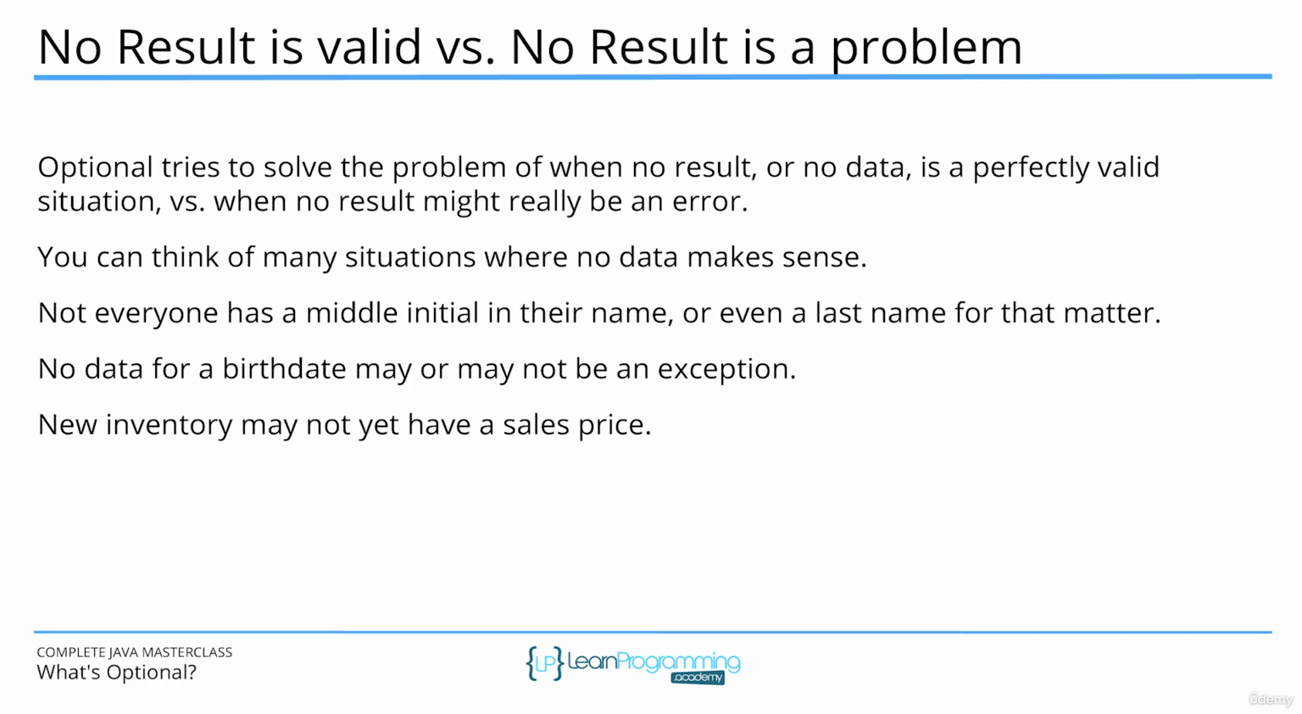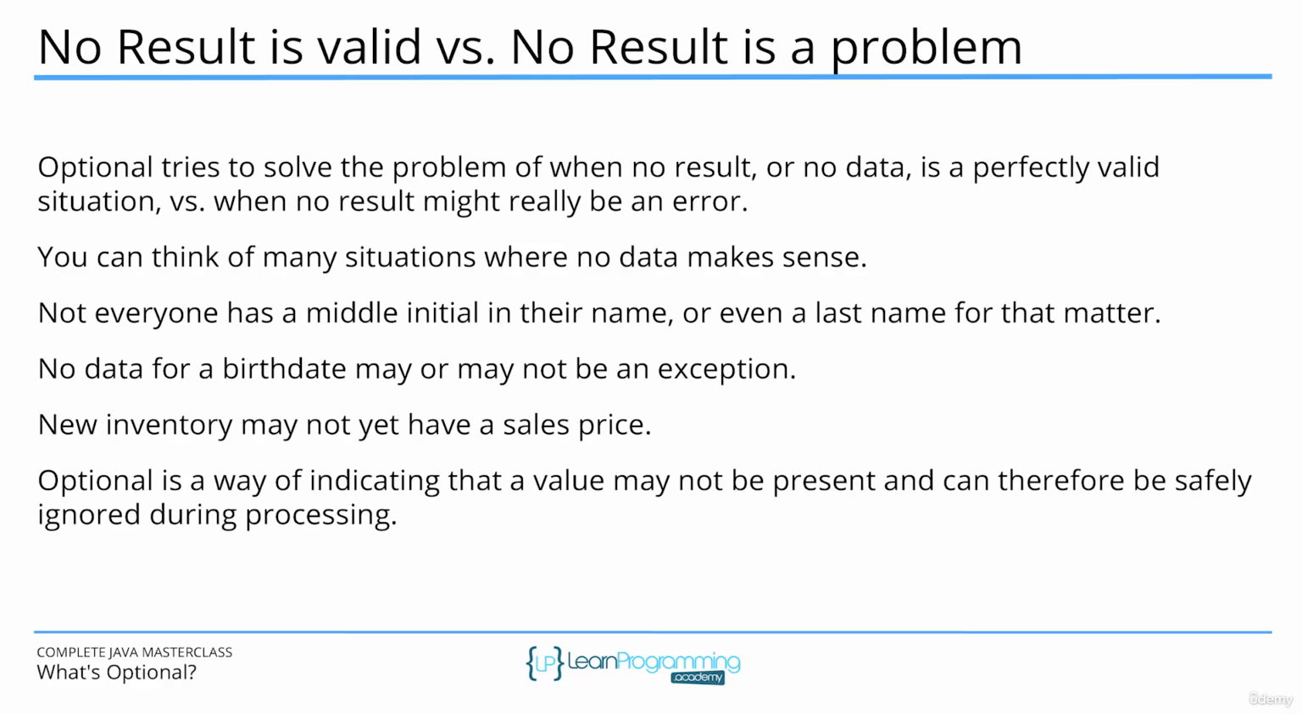New inventory may not yet have a sales price. Using a $0 price as a default, rather than no price, could lead to problems. These are just a few examples where no value isn't necessarily an actual exception or error. Optional is a way of indicating that a value may not be present and can therefore be safely ignored during processing.